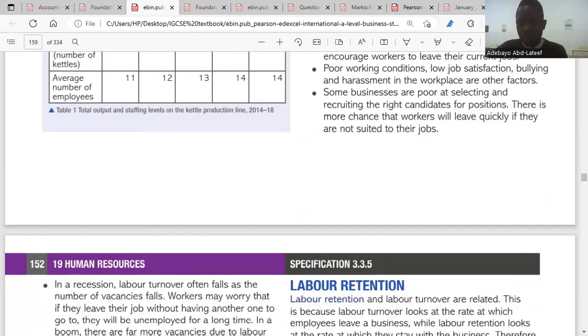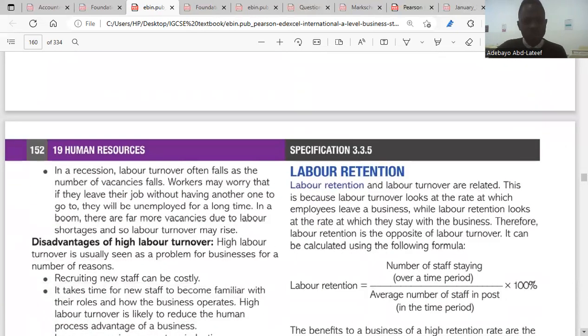Some businesses are poor at selecting and recruiting the right candidates for a position. So also, when we talk about selecting the right people into the right position, some of the human resources departments in organizations might not choose the right person for the right position. As a result of that, it means that they've employed someone who doesn't fit into that position. As a result, the individual might choose to leave because he or she is not doing what he knows how to do.